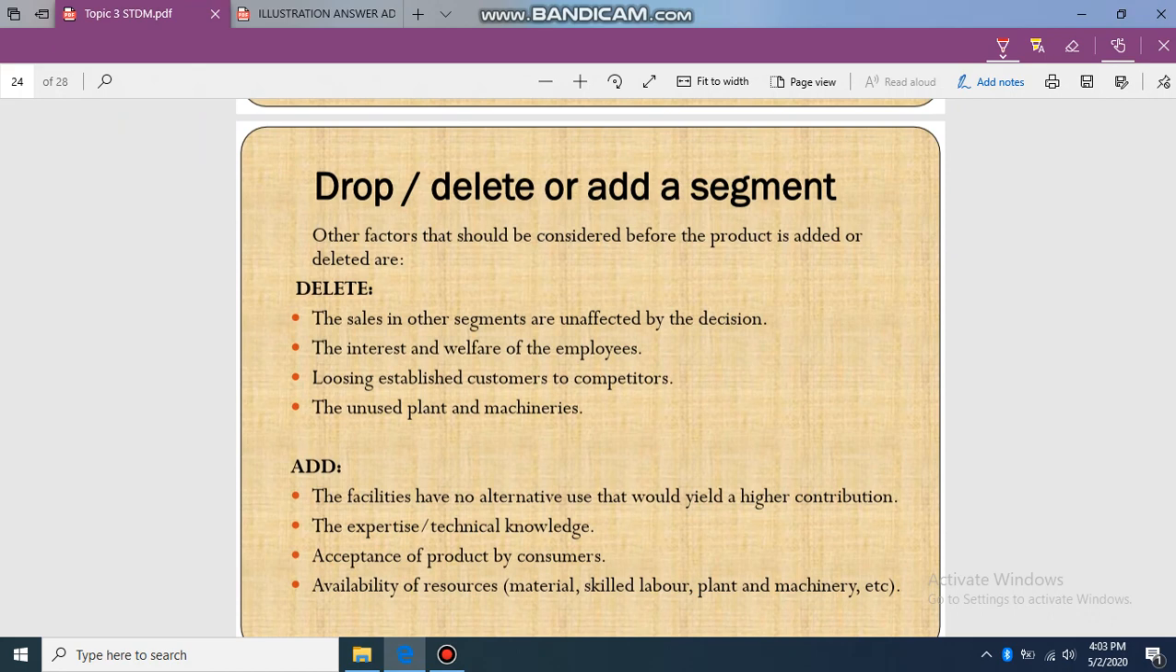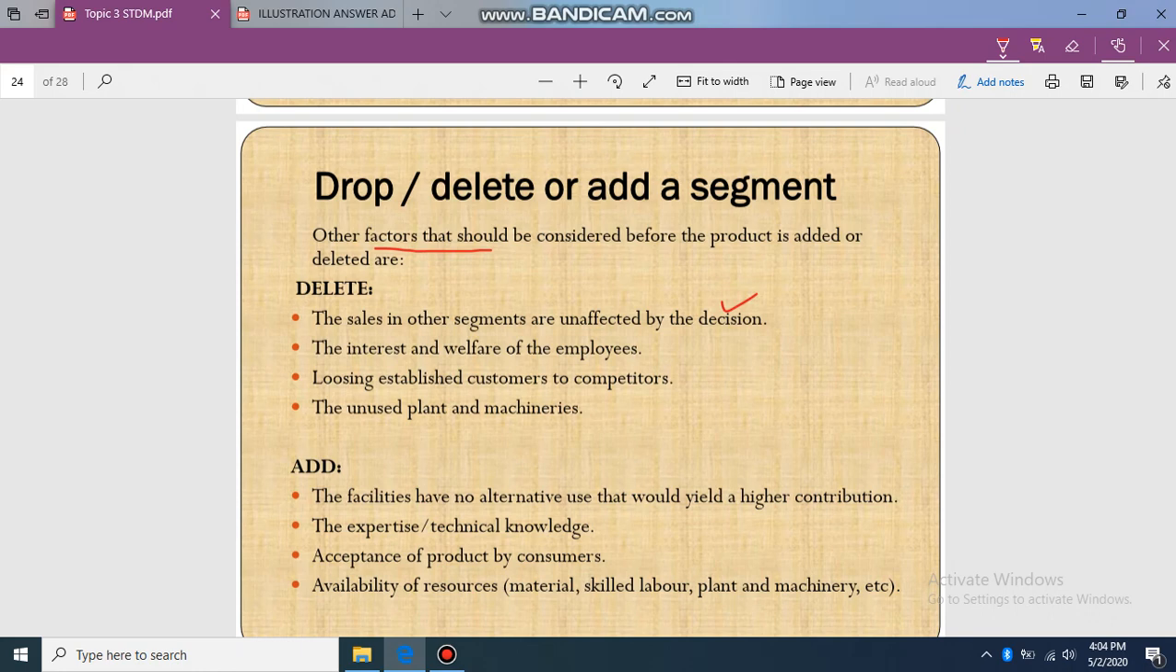Now we see about the qualitative factors. What are the qualitative factors? They are other factors that should be considered instead of profit increase or profit decrease. If you decide to delete, drop or discontinue a segment, we have to consider whether the sales in other segments are unaffected by the decision or not. And how about the interest and welfare of the employees? If you discontinue branch A, what happens to the employees in branch A? And then losing established customers to competitors.